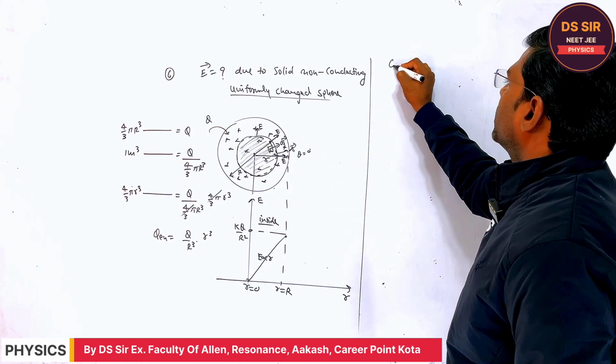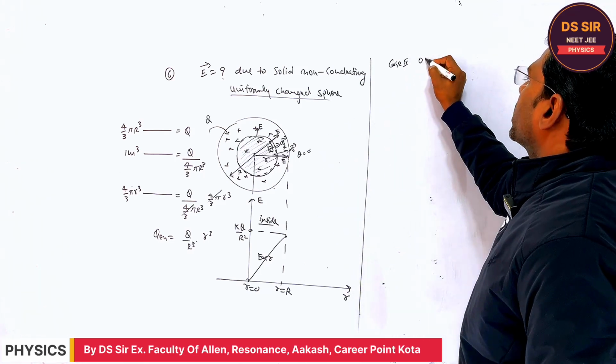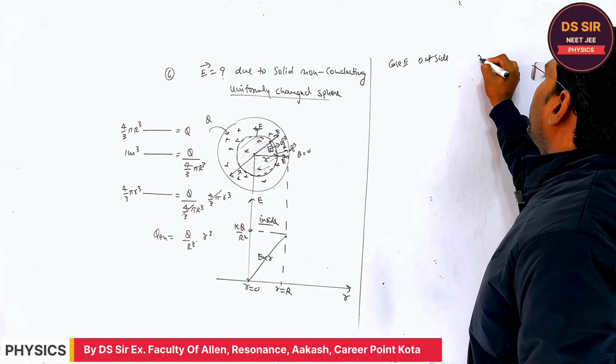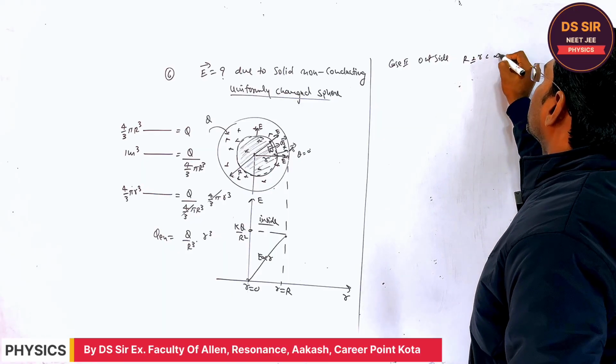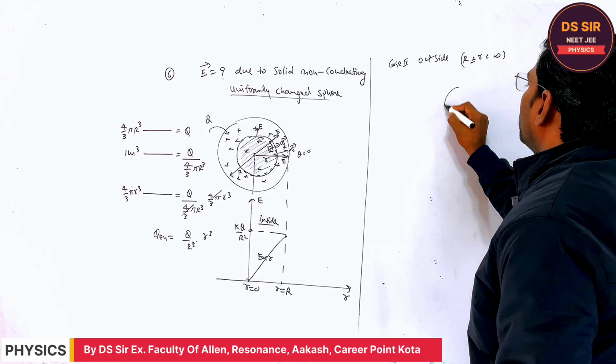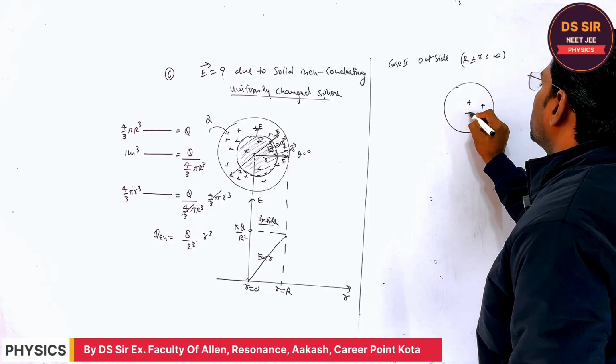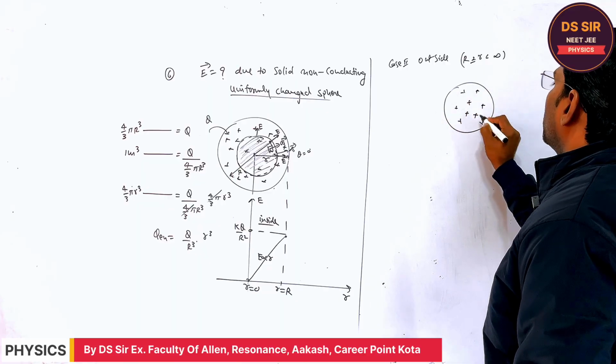For the outside, case 2, outside. Outside means the value of r is greater than R and less than infinity. It means if this is the sphere and this is a uniformly charged sphere, right?